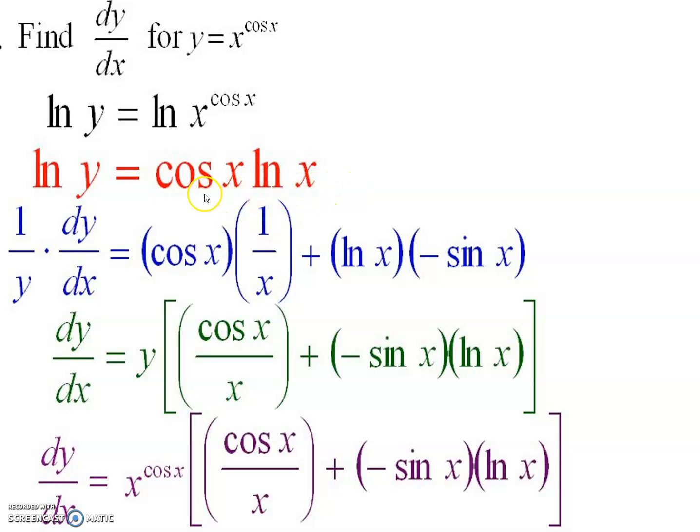We have to apply the u into v rule because cos x is one function and ln is a different function. U derivative of v plus v derivative of u. Cos x, derivative of ln of x is 1 upon x. Ln of x remains the same. Derivative of cos x is minus sin x. Derivative of ln of y is 1 upon y dy by dx. 1 upon y goes to the other side, so it is y only. Dy by dx is y times cos x upon x plus minus sin x into ln x. Now we simplify: instead of y we put the value x raised to cos x. So the final answer is dy by dx is equal to x raised to cos x, in bracket, cos x upon x plus minus sin x into ln of x.